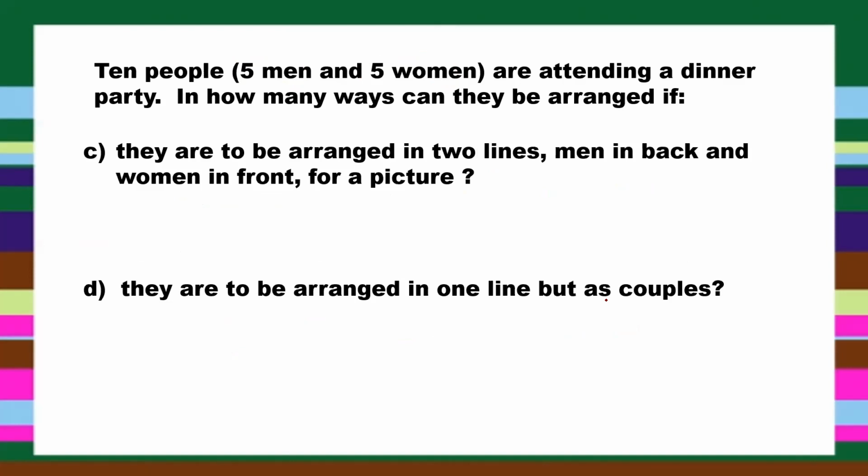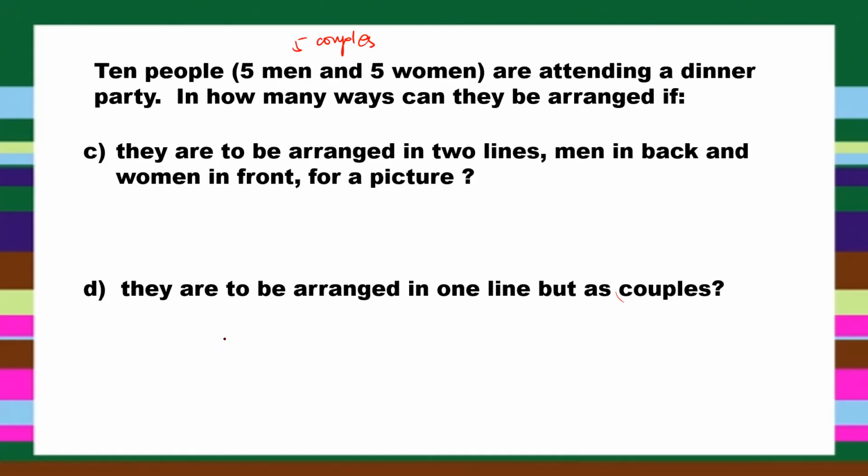So, bago natin puntahan yung letter C, dito muna tayo sa letter D. So for letter D, they are to be arranged in one line, but as a couple. So kung couple sila, we will consider them as one. So each man and woman as a couple, we will consider each as one. So that's 5 couples. Itong 5 men and 5 women, naging 5 couples na.